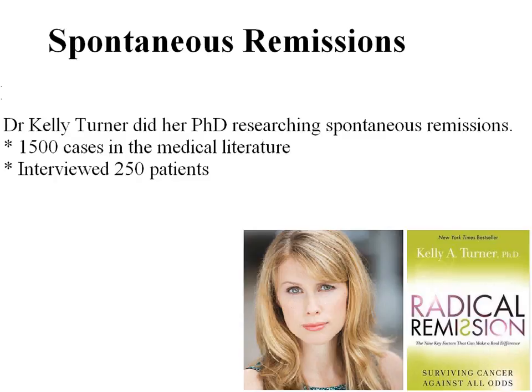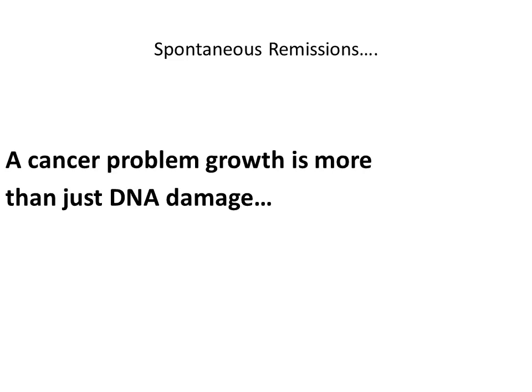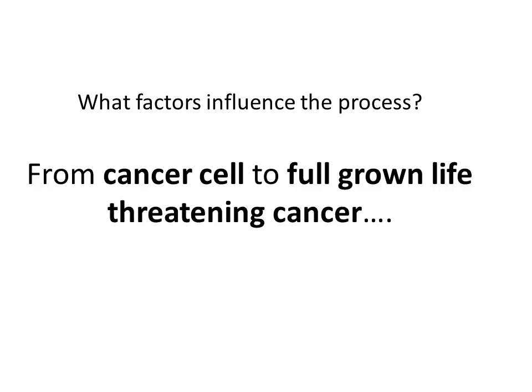Spontaneous remissions tell us that not every rogue cell turns into a full-blown cancer cell, and this must really mean that there is more to a cancer cell becoming a problem growth than just DNA damage. We need to understand why not every rogue cell turns into a full-blown cancer, as this might help us fight cancer. We need to understand why sometimes even a full-blown cancer can go into remission. What factors could influence the cancer cell growing into a full-blown life-threatening cancer? As we saw, spontaneous remissions tell us there are other factors out there that need exploring.